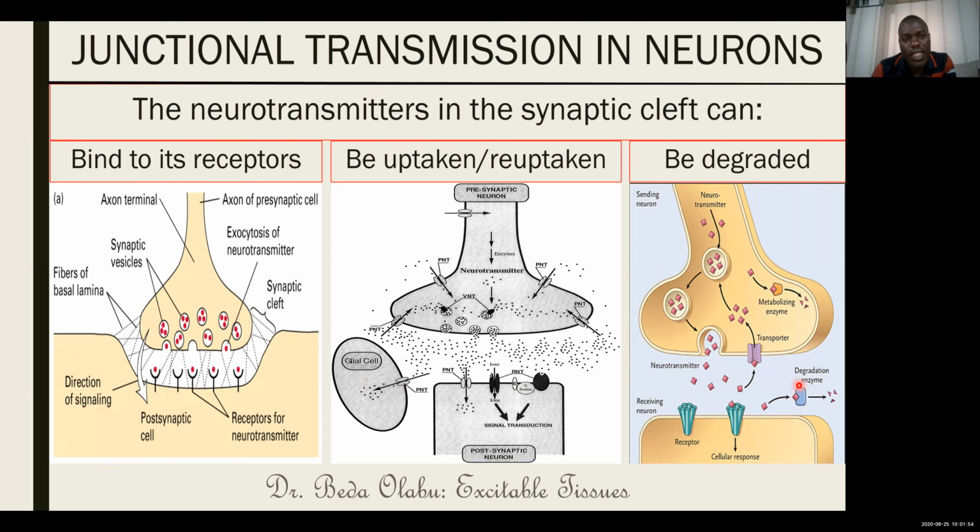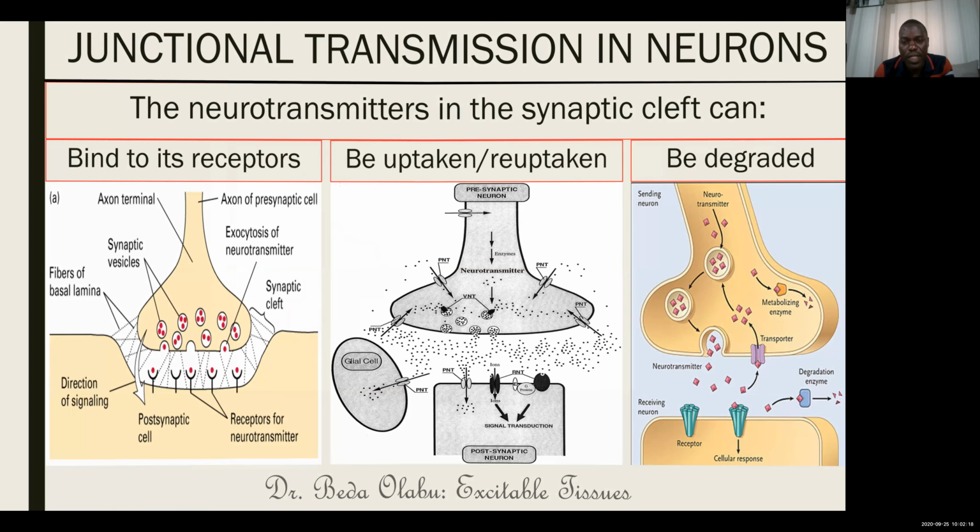If you are interested in transmitting signals from one neuron to another, then it means that this one and this one are not our interest. Our interest is this one. So let's follow this one, where the neurotransmitter binds to its receptor on the postsynaptic cell.